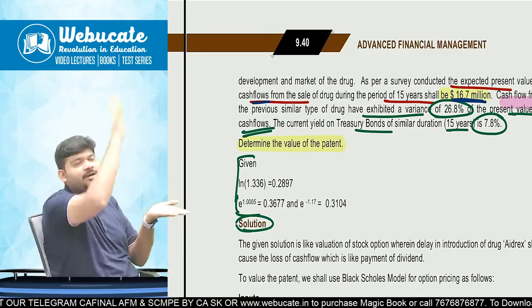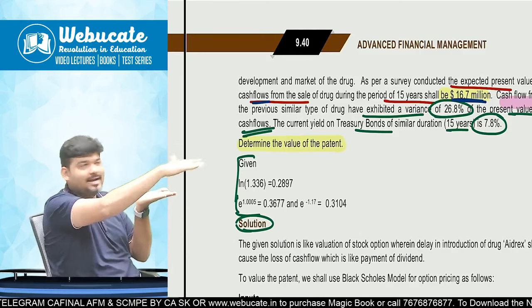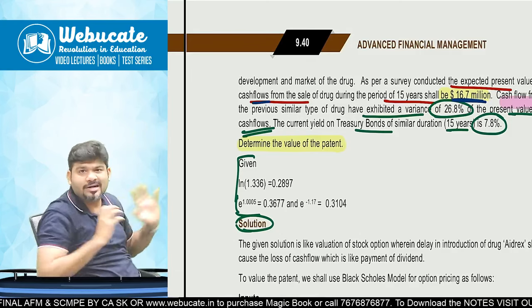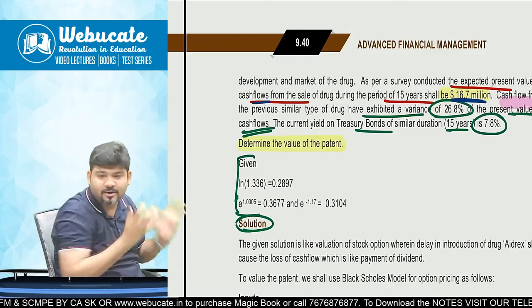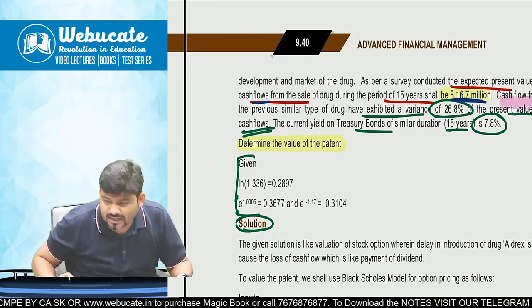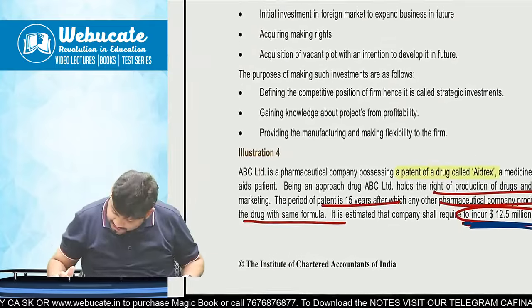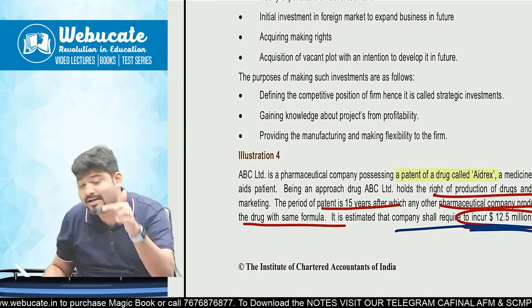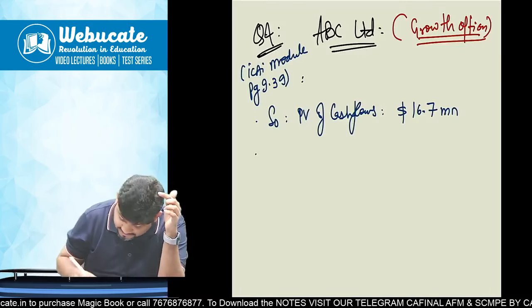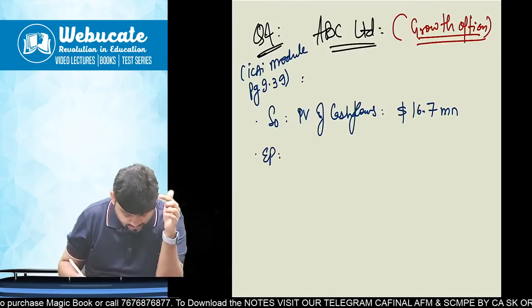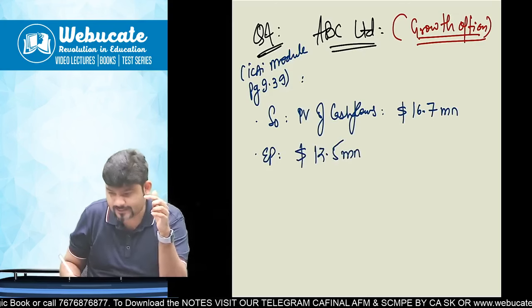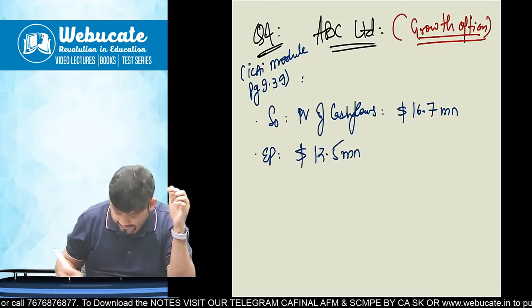If the market goes to 1200, I have a right to buy at 1000. Market goes to 1200, I will sell it at 1200. 200 is my profit. So that is the price that I am required to pay, right? So here also they are required to pay how much? Company shall be required to pay $12.5 million exercise price. That becomes your exercise price, EP. $12.5 million. Done.